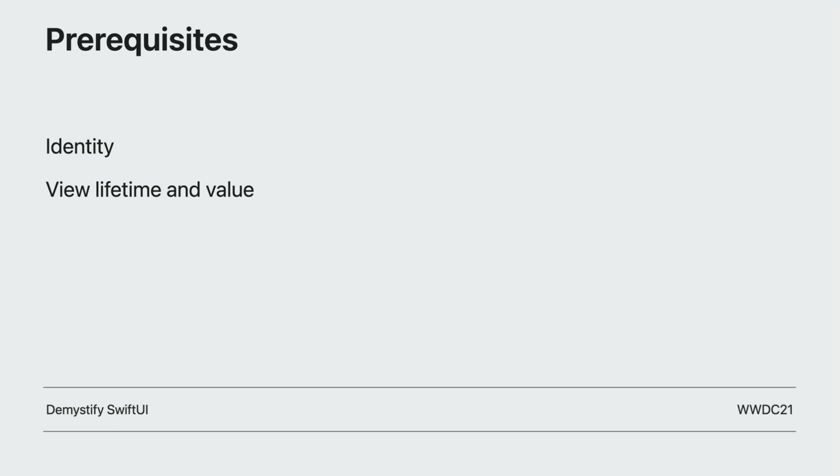This is an advanced session, and there are some prerequisites. You should have a cursory understanding of SwiftUI identity, including the difference between implicit and explicit identity. It's also important to know the distinction between view lifetime and view identity. If you don't have these prerequisites, don't fret. The Demystify SwiftUI session from WWDC 2021 has you covered. Today's session picks up where that session left off.